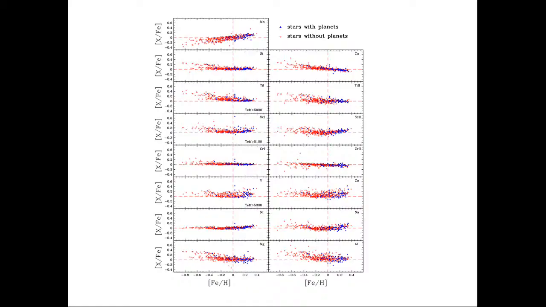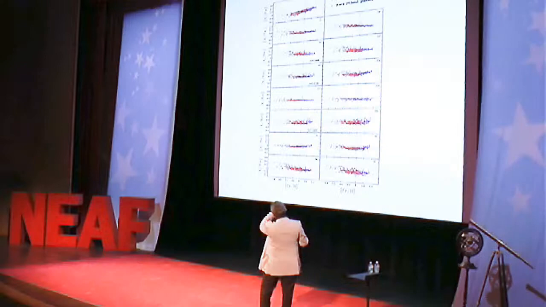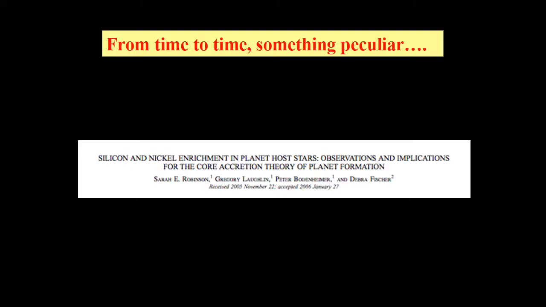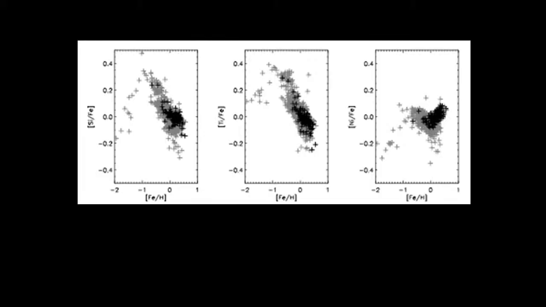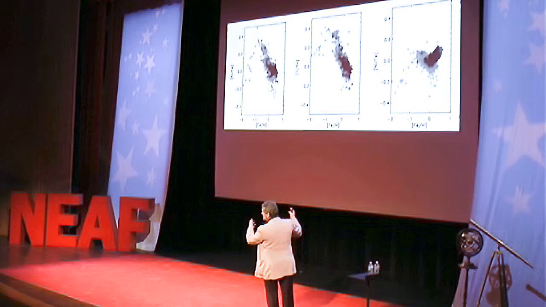But from time to time, this was a more extended sample from the HARPS survey, but from time to time, people would come up with very interesting results like this one. I think it was a student of Deborah Fisher, Sarah Robinson, showing that there is a difference for silicon. So they found that silicon is enhanced in stars with planets. And we couldn't confirm this. So there was a mess, but nothing was very clear.